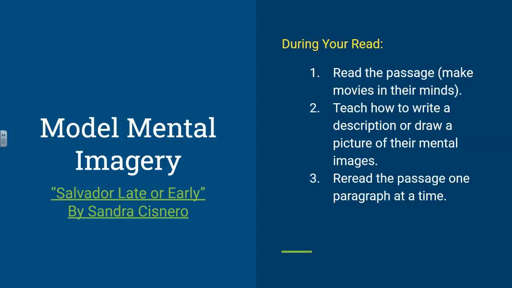I'll then go forward and reread the passage, but I'm just going to do it one paragraph at a time. And I'm going to have a think aloud after each paragraph, and I'm going to show you how you would fill in that mental imagery log. Okay? So let's start by just reading the passage, and we're going to focus on reading the passage and starting to make or develop that movie in our minds.